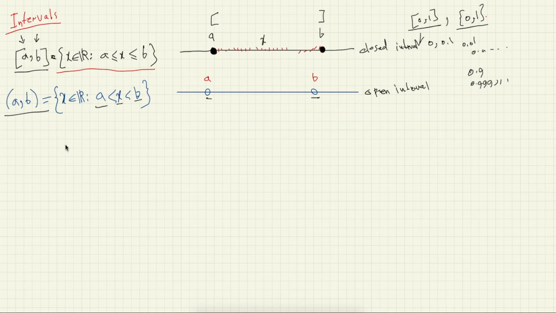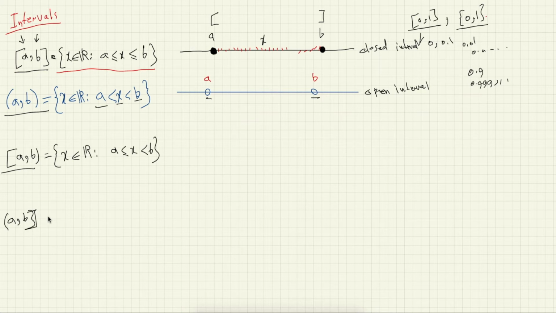And we have two more types. For example, we call it a and b. See, here a is included and b is not included. x belongs to the real numbers, a is included, when we put equal that means included, and b is not included. We can call this half open, open from the right, or half closed from the left. Same thing, doesn't matter.